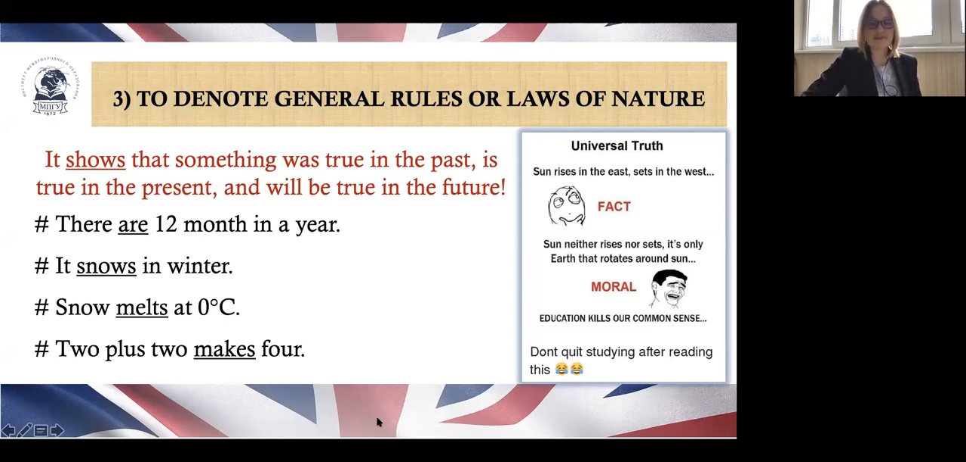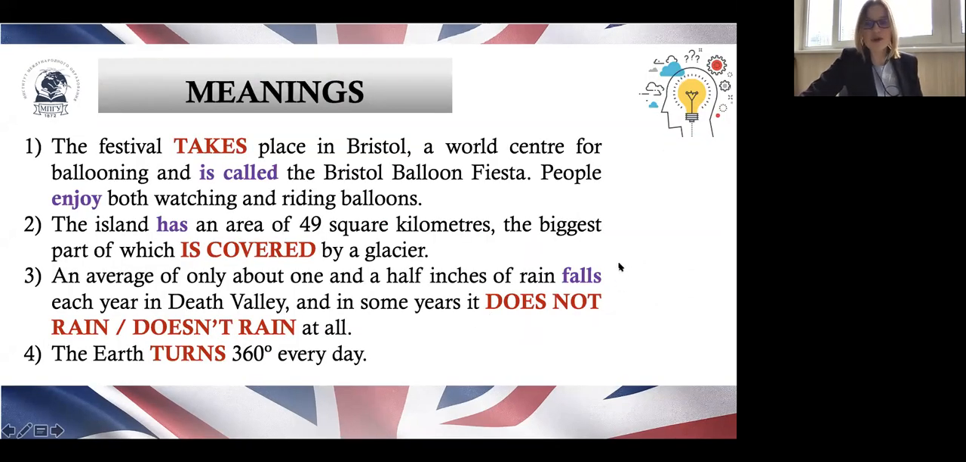The same idea. Good. If we take a look at the next slide, we will practice these meanings that I have enumerated. The first meaning, let me remind you, is about the habitual action. The second meaning is directly connected with the fact. And the third one is more or less about general rules and laws of nature. Then we have the same sentences that we have discussed before. Let's try to discuss the meaning. What do you think? What meaning is used in the first sentence, especially in the verb that is highlighted in red? Could you please use our chat to send me the answers?